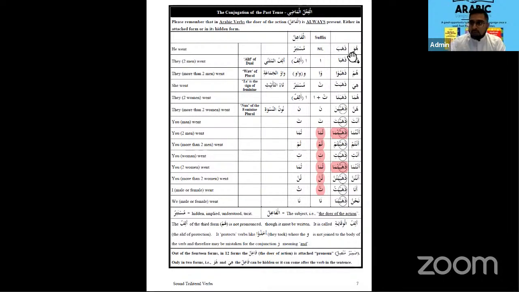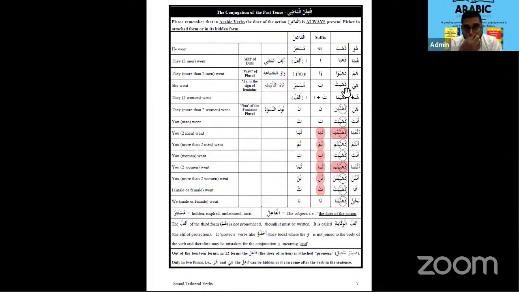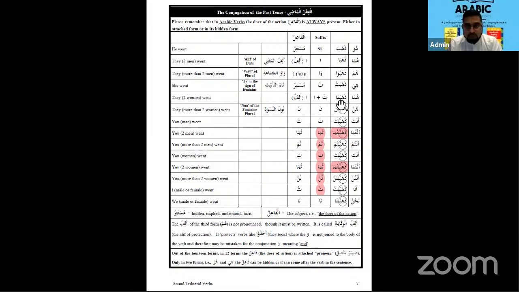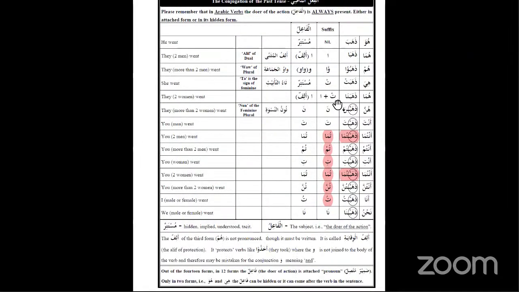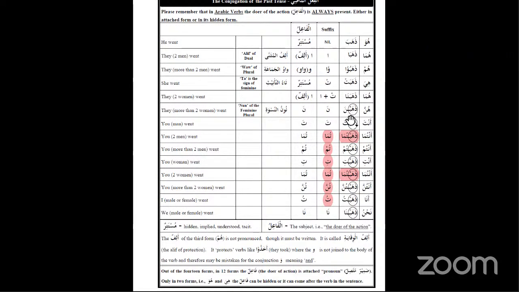Huwa dhahaba, please. Huwa dhahaba, he went. Huma dhahabu, they two went, masculine. Hum dhahabu, they all went, masculine. Excellent. Hiya dhahabat, she went. Excellent. Huma dhahabata, they two went. Excellent. Hunna dhahabna, they all went, feminine. Good boy.